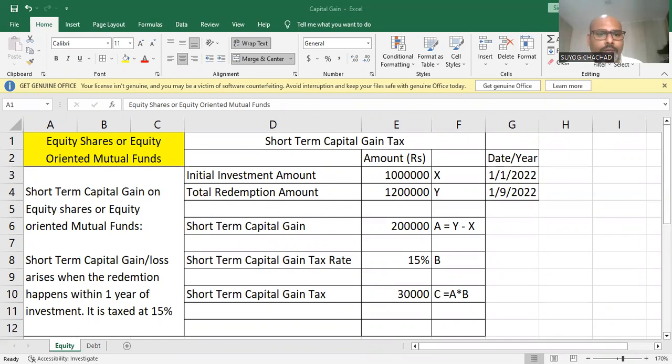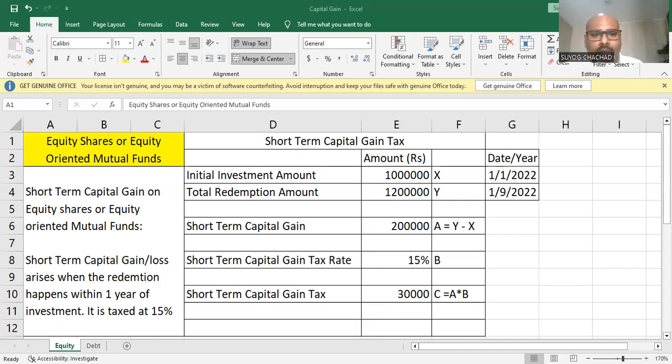So let's first understand the theory of what is the tax chargeable on short term capital gain on equity or equity shares or equity mutual funds. So simple, if you withdraw your investment within 1 year from the investment date, then whatever gain or loss arises is a short term capital gain or loss. If the gain arises, then you have to pay a short term capital gain tax. Now this tax is applicable at the rate of 15%.